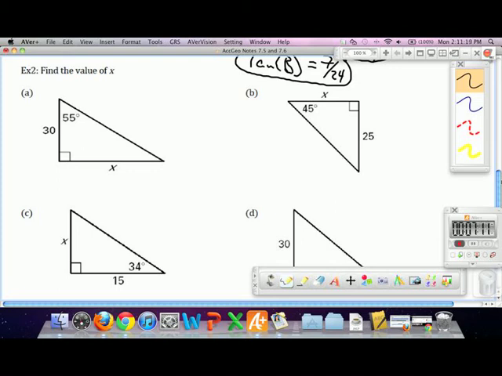For example, in this case, I know that if I'm looking at this angle, its tangent, the tangent of 55 degrees, is equal to what value, what fraction, what ratio? Well, what's tangent defined to be? Opposite side over adjacent leg has got to be equal to x over 30.